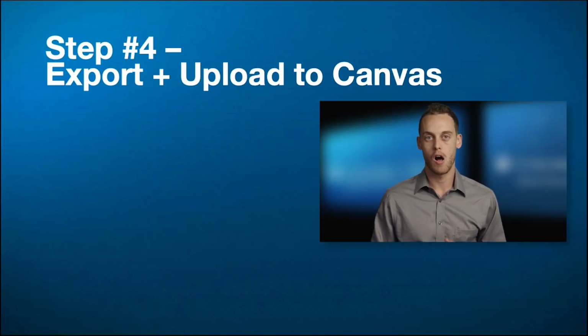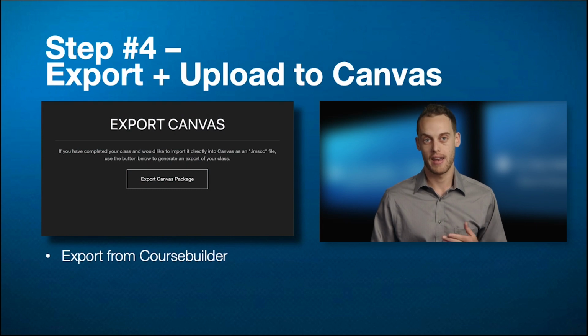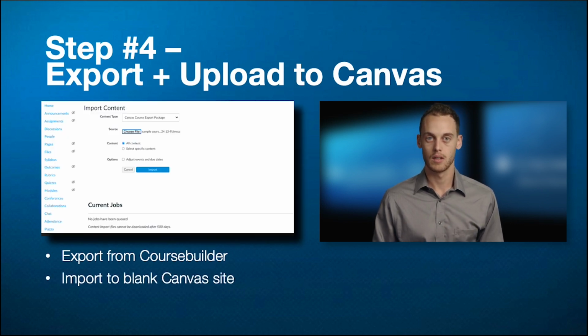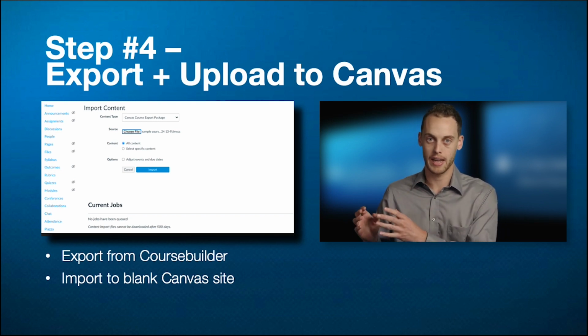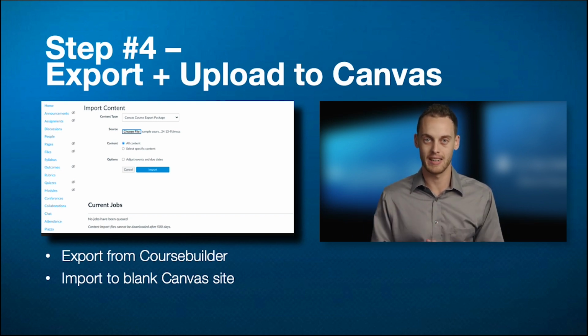Now that we've got all of the up-to-date data that we need in Course Builder, we're going to export it from Course Builder and upload it into Canvas. So go ahead, navigate to the Export tab, and click on the Export Canvas package. This will give us an IMSCC file. We'll take that and bring it over to our blank Canvas site. When we do that, we're going to import it to the blank Canvas site. And once we complete that, we should have that entire data package from the course builder uploaded into Canvas.